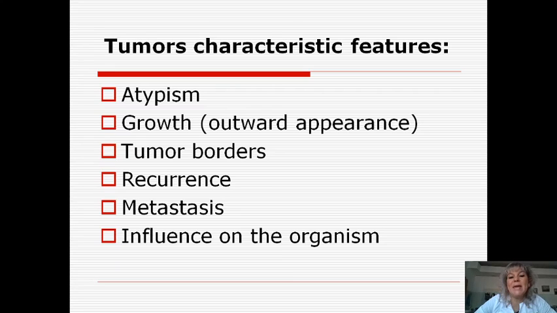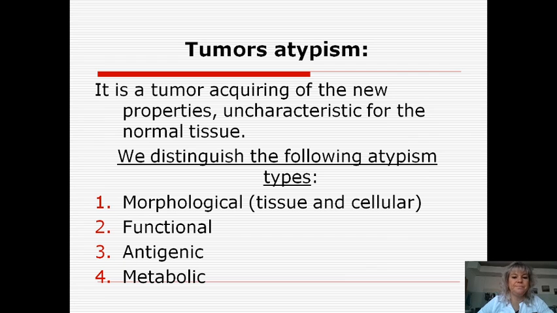What about the main characteristic features of tumors? Atypism, growth or outward appearance, tumor borders, recurrences, metastasis, and influence on the organism. And more about each of those characteristics. At first, tumor atypism. It is the tumor's acquiring of new properties uncharacteristic for normal tissue and cells.